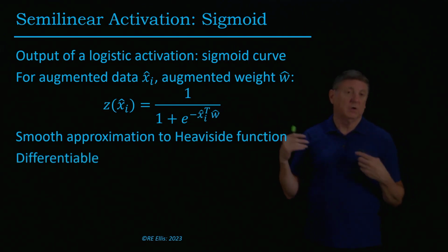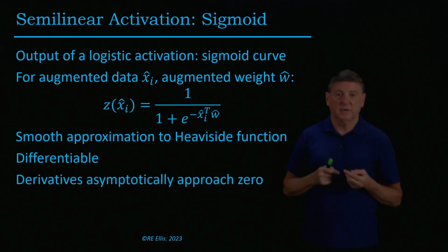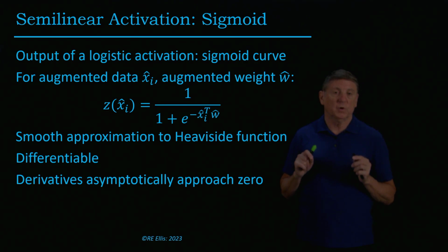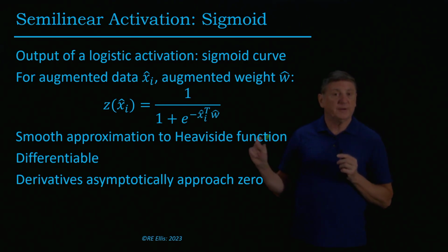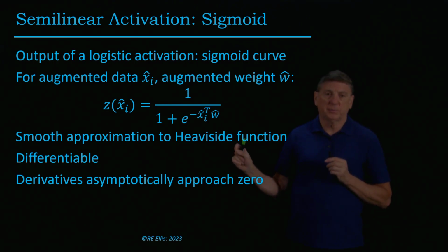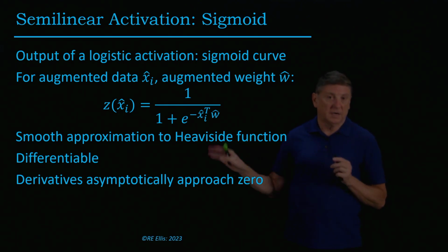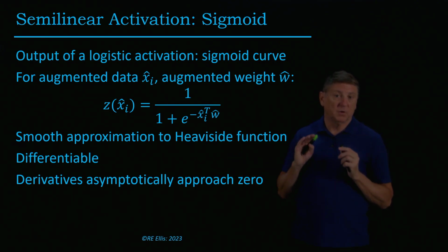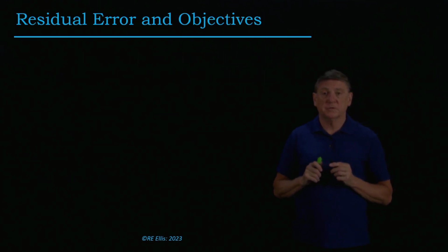It's differentiable, although the differentiation is a little bit annoying. And the derivatives asymptotically approach 0. So as a data point is very far from the hyperplane on the negative side, the derivative will be 0, and it will also be 0 as it's very far away on the positive side.